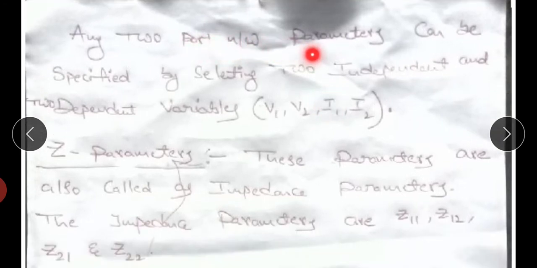Any two-port network parameters can be specified by selecting two independent and two dependent variables from V1, V2 and I1, I2. By selecting any two as independent and the remaining two as dependent, the two-port network parameters can be specified. First one, Z parameters. In Z parameters, the independent variables are I1 comma I2 and the dependent variables are V1, V2.